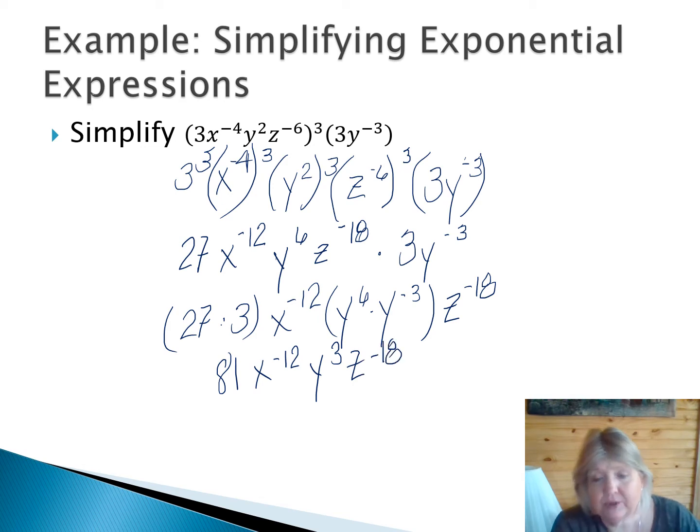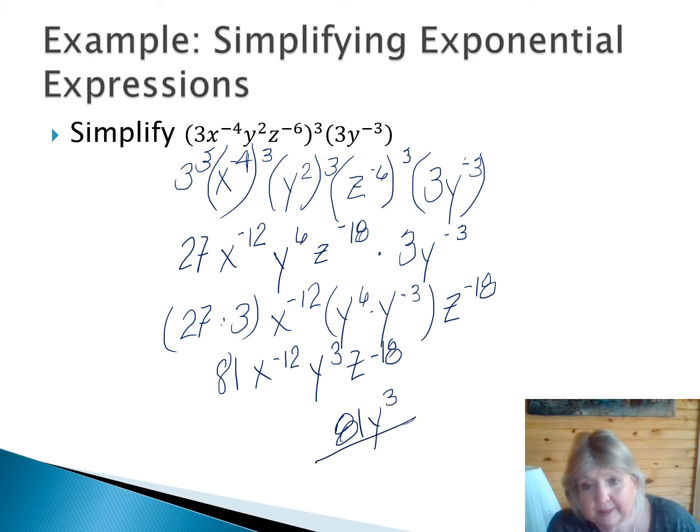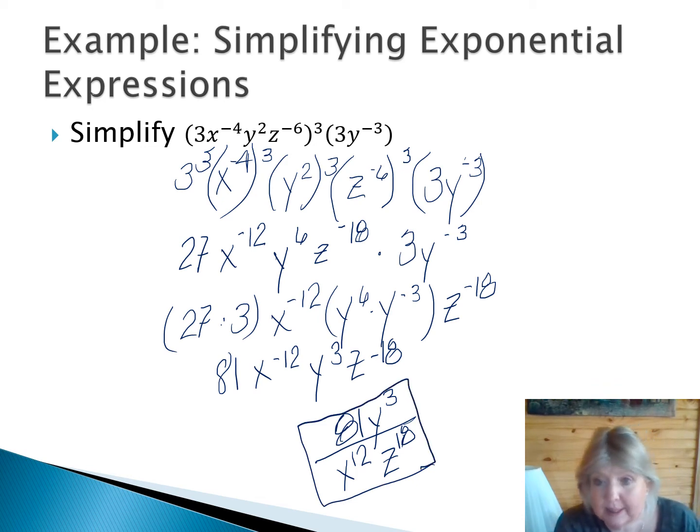Now, I have a good many students who want to stop right here and say this is finished, but it's not because I have negative exponents. So what I'm going to do is go down one more time. I've got 81. Y was to the positive third power. X was to the negative 12, so I'm going to move him into the denominator and make that a positive 12. And z was to the negative 18, so I'm moving him to the denominator and making it a positive 18. I have no parentheses. I have each variable showing up only one time. And I have no negative exponents. So this is my final answer.